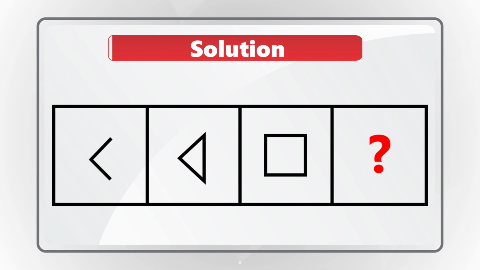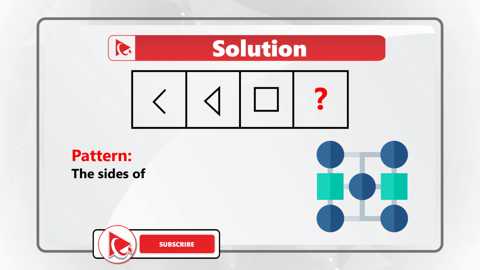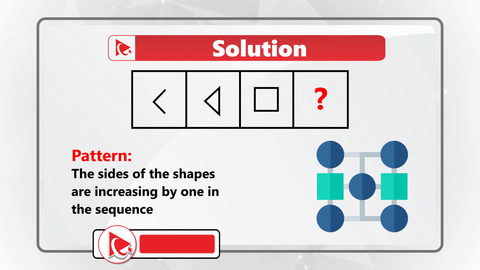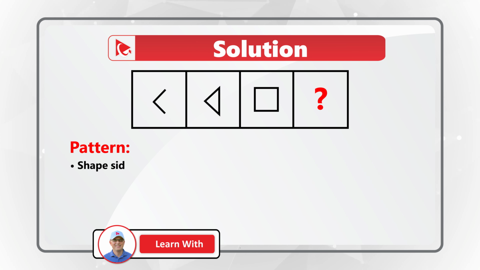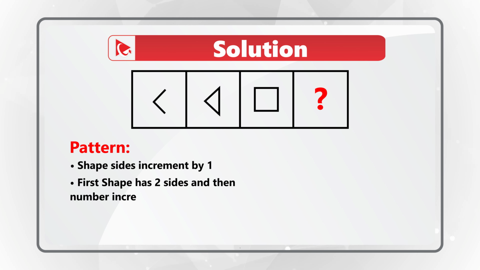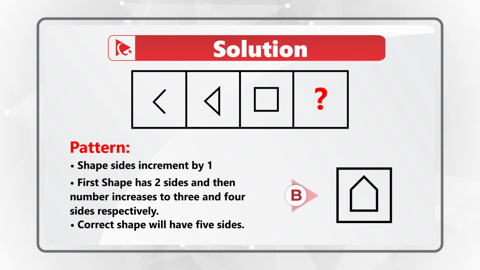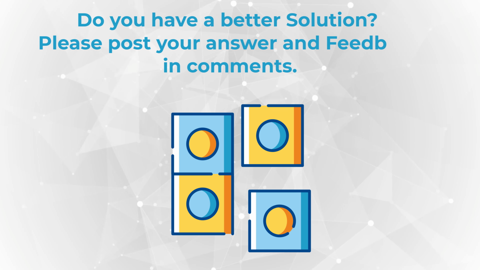You're probably tired of hearing it on this channel, but the key to solve these types of challenges is to find the pattern. And the pattern here is that the sides of the shape are increasing by 1 in each sequence. So for example, if you look at the first shape, it has 2 sides, and the number continuously increases to 3 and 4 sides respectively, which means that the missing shape should have the 5 sides. And only shape B has 5 sides. Hopefully you've nailed this question and now know how to answer similar problems on the test.